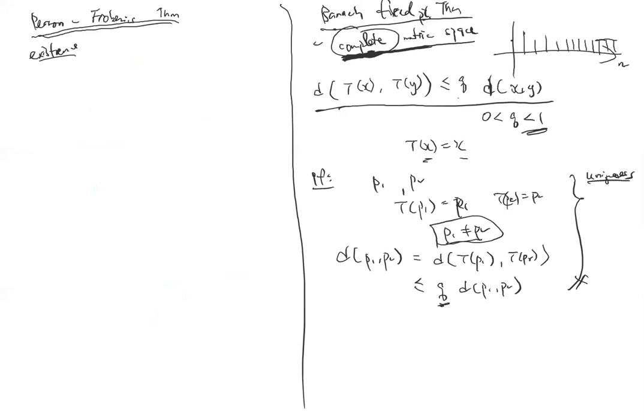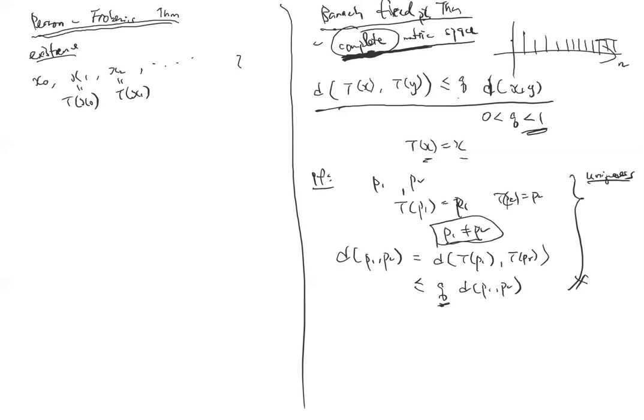Consider I start with any point, let's say x0. I can form a sequence x0, x1, x2, and so on. Basically, x1 is equal to Tx0, and x2 is equal to Tx1, and so on and so forth. Then I form a sequence. What I'm going to show is that this sequence is Cauchy, which means that the sequence gets closer and closer together.